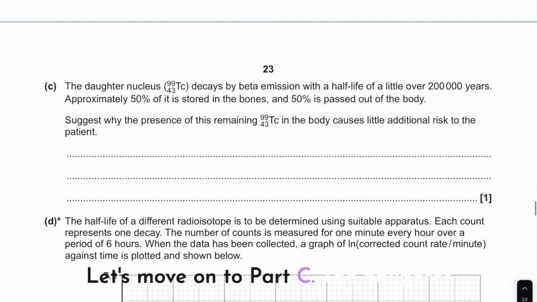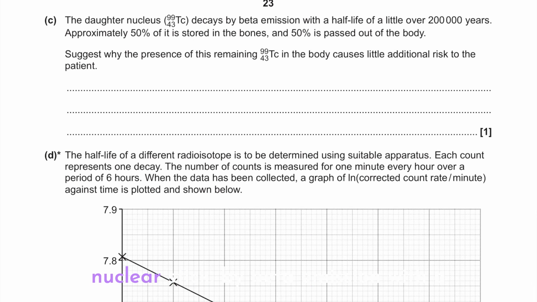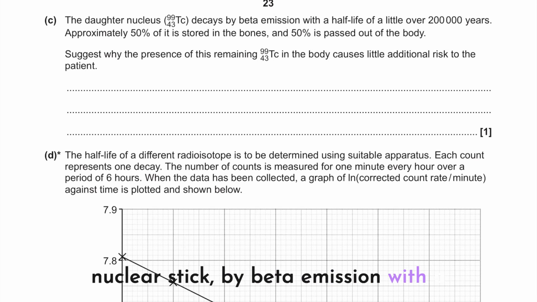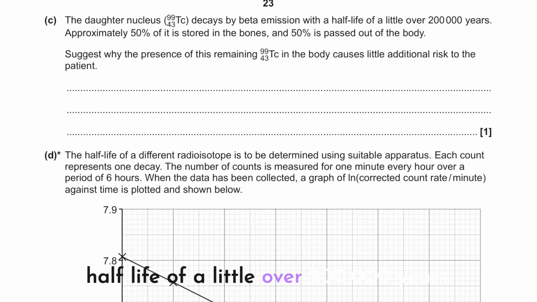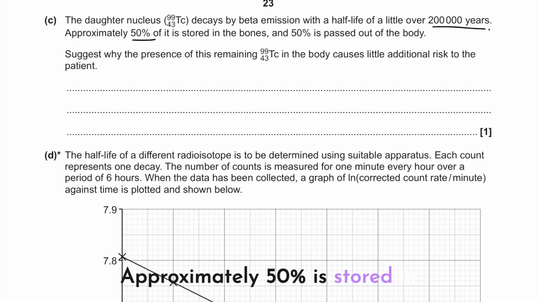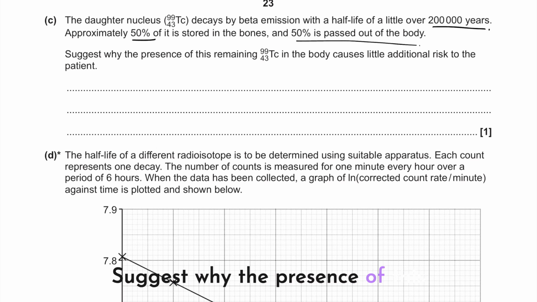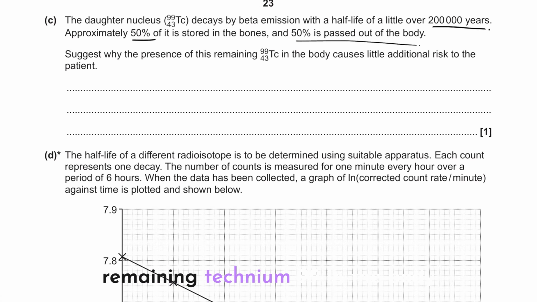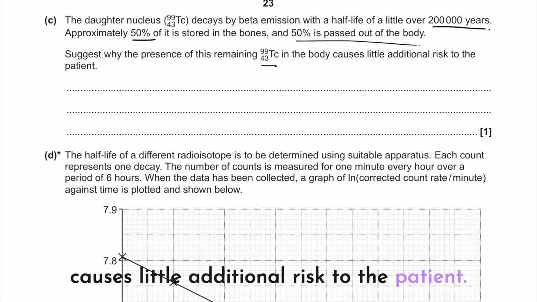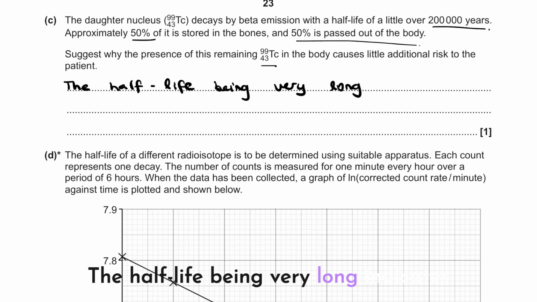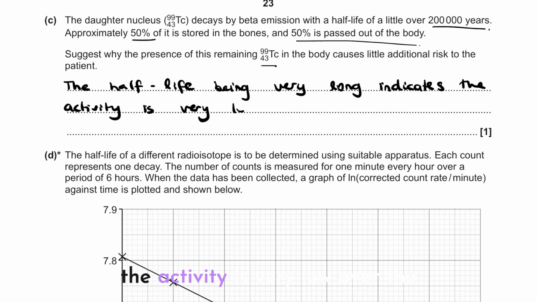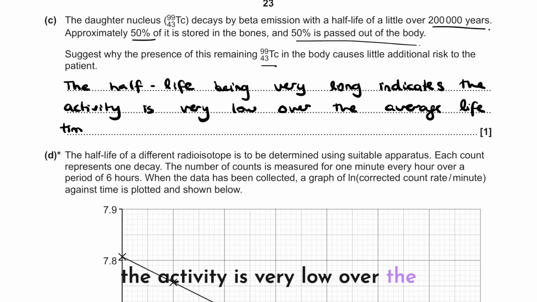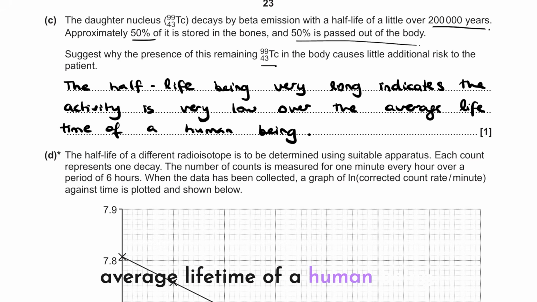Let's move on to part C. The daughter nucleus decays by beta emission with a half-life of a little over 200,000 years. Approximately 50% is stored in the bones and 50% is passed out. Suggest why the presence of this remaining technetium-99 in the body causes little additional risk to the patient. The half-life being very long indicates the activity is very low over the average lifetime of a human being.